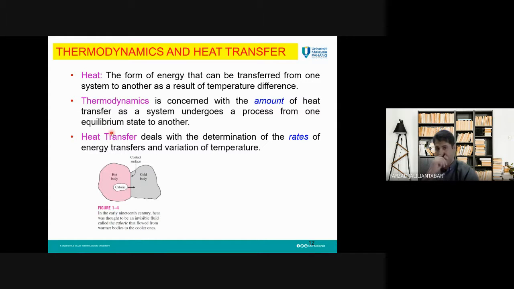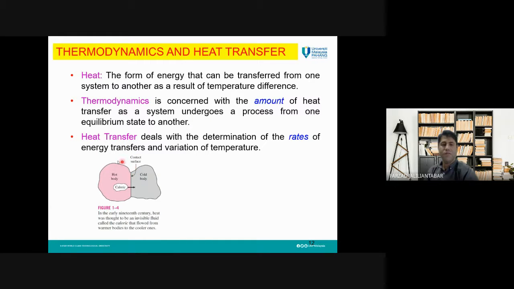If you remember, in thermodynamics we generally say this much of heat is transferred. We don't talk about the rate of the heat transfer. But here, in heat transfer, we will discuss the rate of heat transfer. For example, per time, how much heat is transferred per 1 minute. How long it will take, for example, for a cup of tea to cool down. This is mainly related to heat transfer.